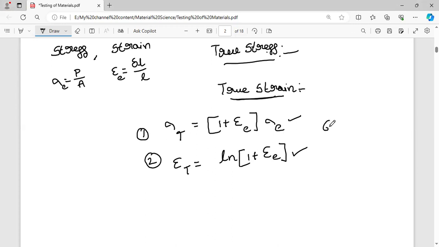From the GATE examination point of view, problems may be asked on true stress and true strain. If the instantaneous load acts on the instantaneous cross-sectional area, then that stress is the true stress and that strain is the true strain. True stress is 1 plus normal strain into stress. These two are the relations, and problems may be asked on them.